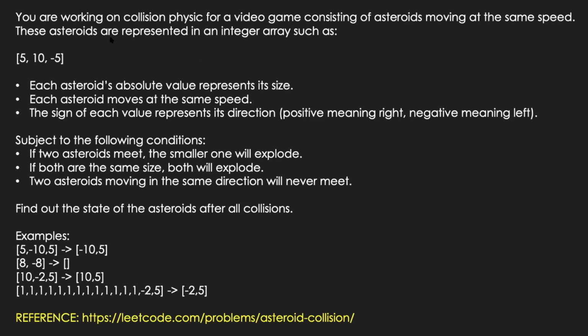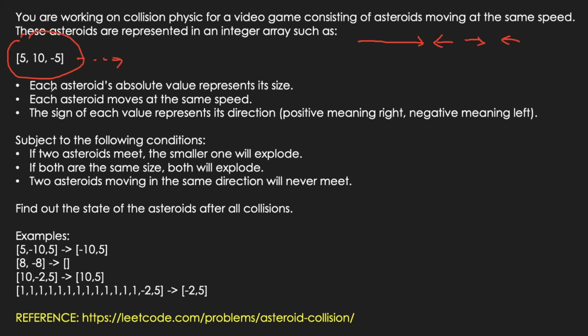These asteroids' sizes are represented by an integer array here. So you have 5, 10, -5. These asteroids are moving on the same plane, in 2D, either left or right. Some of them are moving left, some are moving right, and they're represented by this integer array. This is just an example.